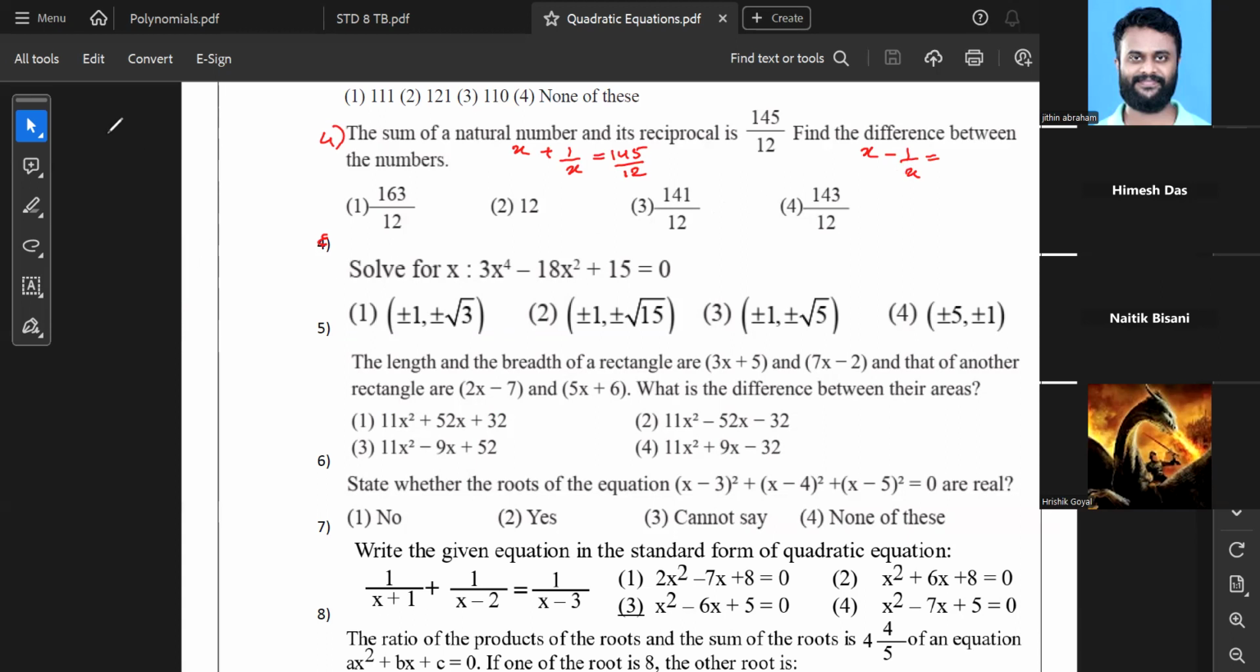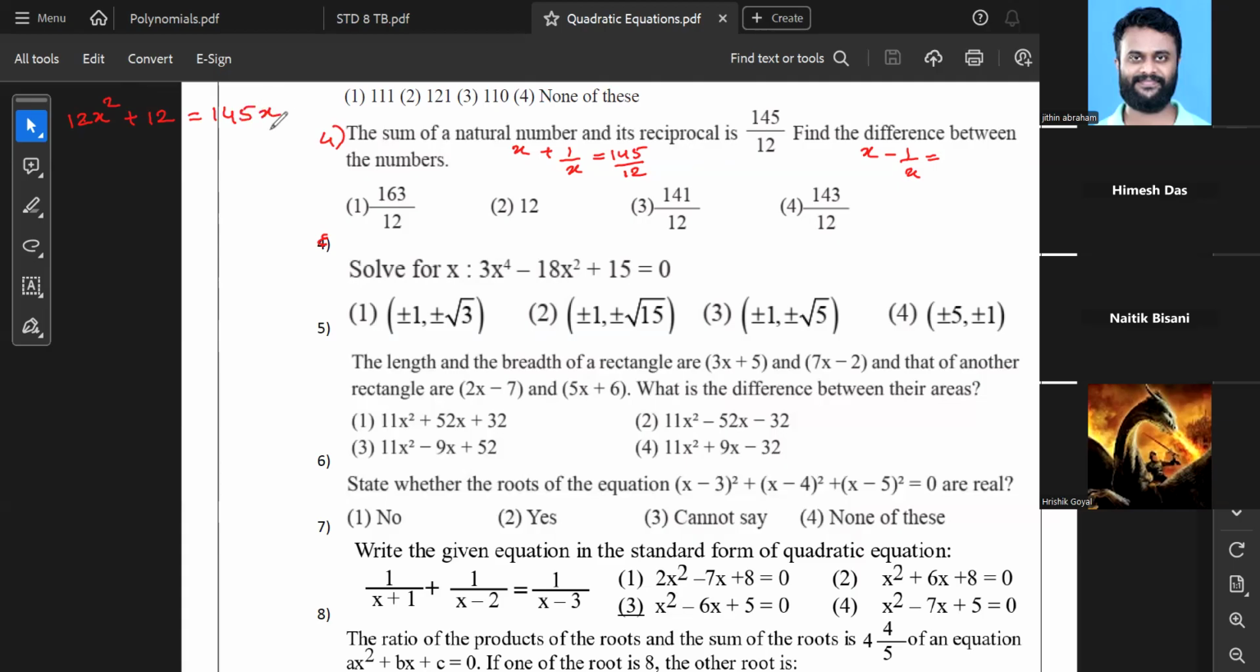Okay. Now let's do one thing. Let's multiply the whole equation by x. That should give you x square plus 1 is equal to 145x divided by 12. Now, in this case, this divided by 12 is going to create trouble for us. Let's multiply everything by 12. So that gives us 12x square plus 12 is equal to 145x.